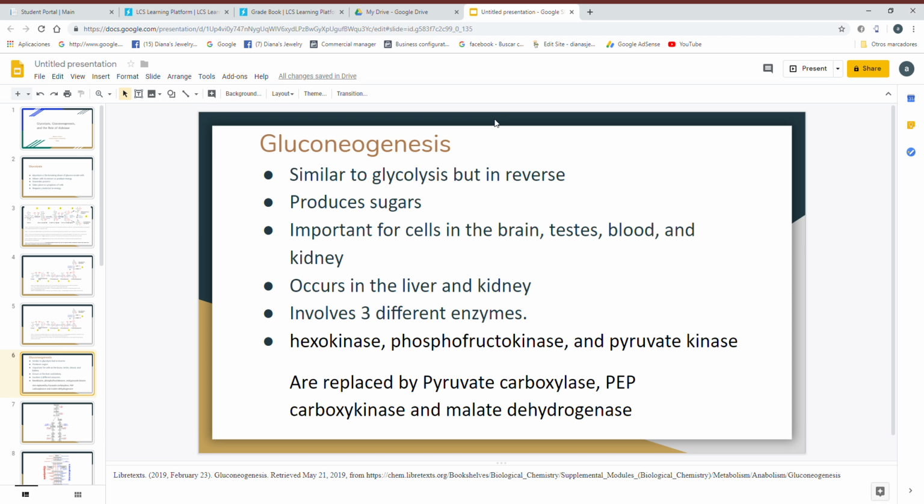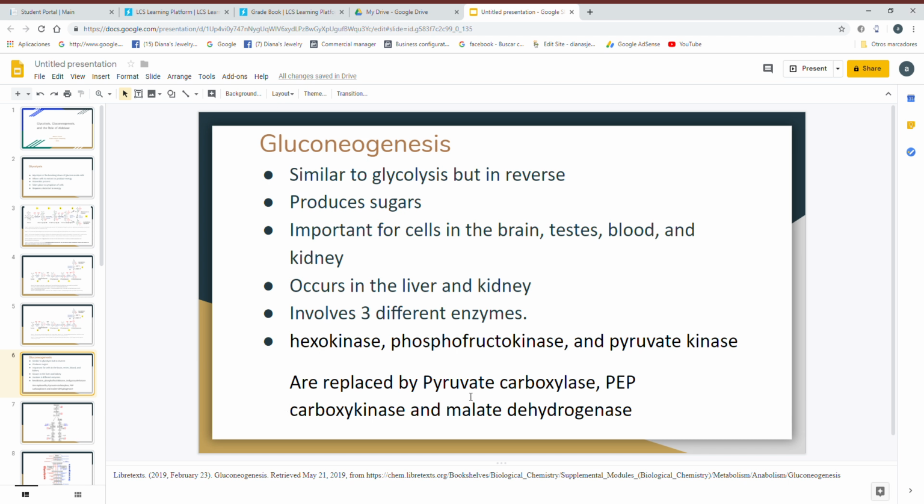So gluconeogenesis is a different process. It's very similar to glycolysis, but somewhat in the reverse. It produces glucose, and it's important for cells in the brain, testes, blood, and kidney. This is a process which occurs in the liver and kidney, and it involves 3 different enzymes. So we said it's kind of the reverse of glycolysis, but there are 3 subtle differences. There are 3 steps that use different enzymes, and those 3 enzymes which are going to be replaced are hexokinase, phosphofructokinase, and pyruvate kinase.